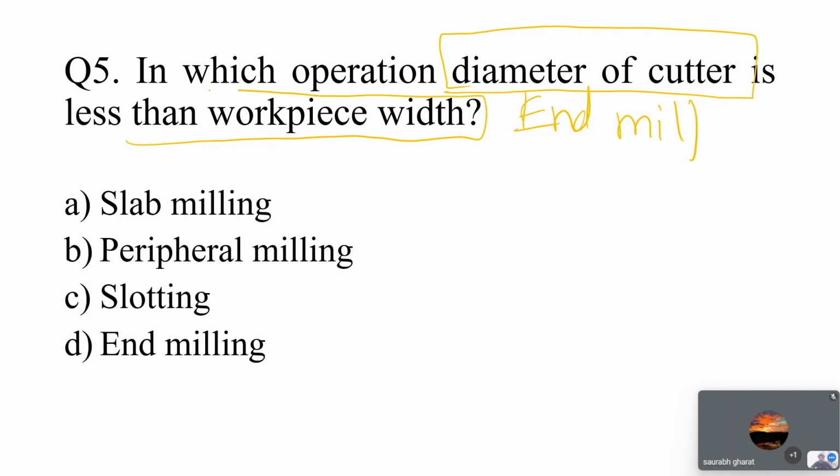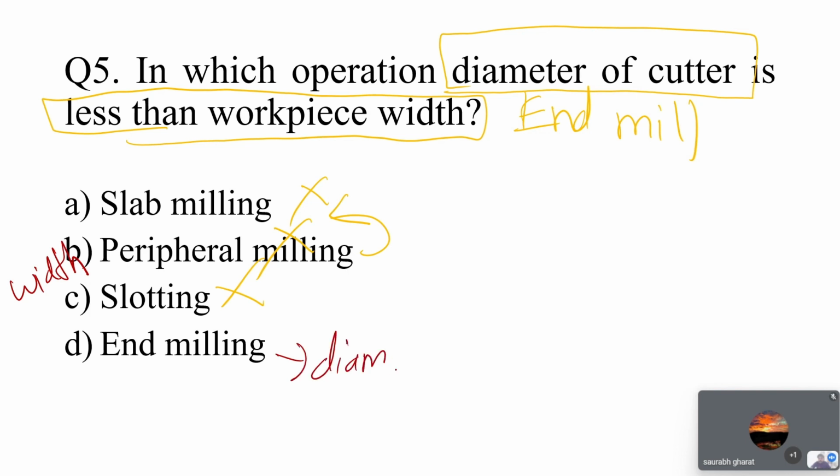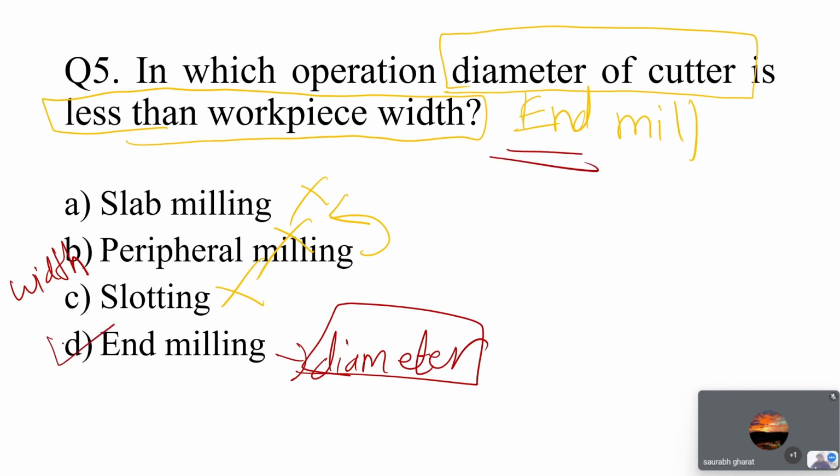Simple. Slab mill you already know; it is peripheral, so not that. Slotting is again not about diameter, it is about the width. Slotting has a width, but here we have diameter. So it's simple. We have diameter over here, so that will be option 8b. This 8b is the correct answer.